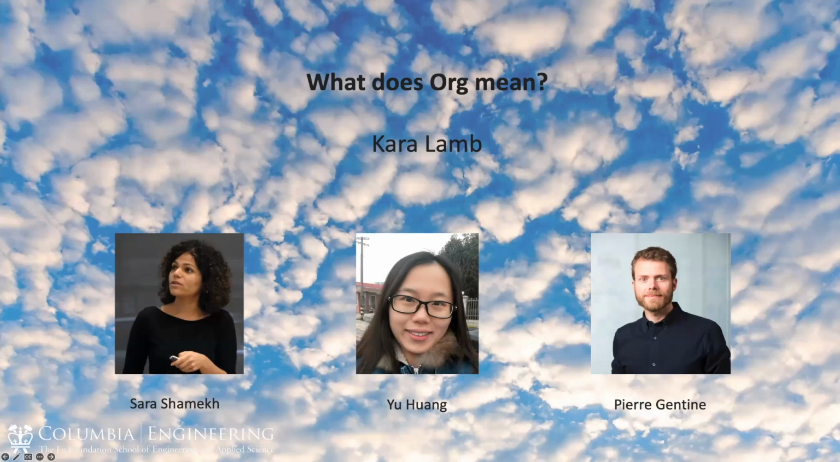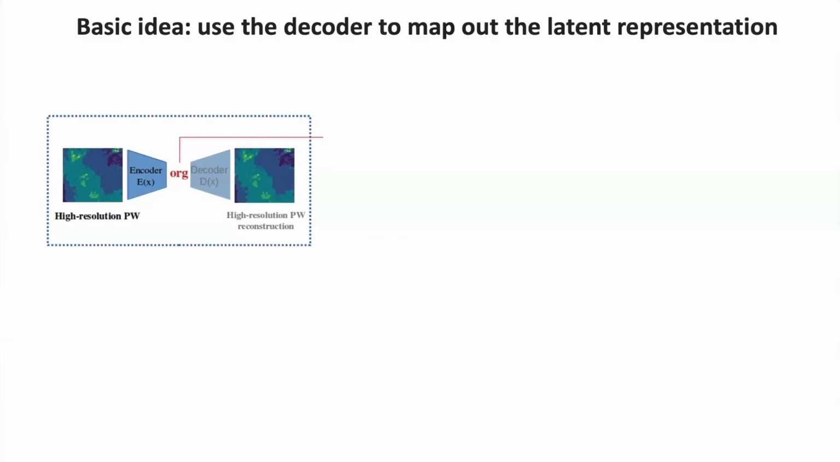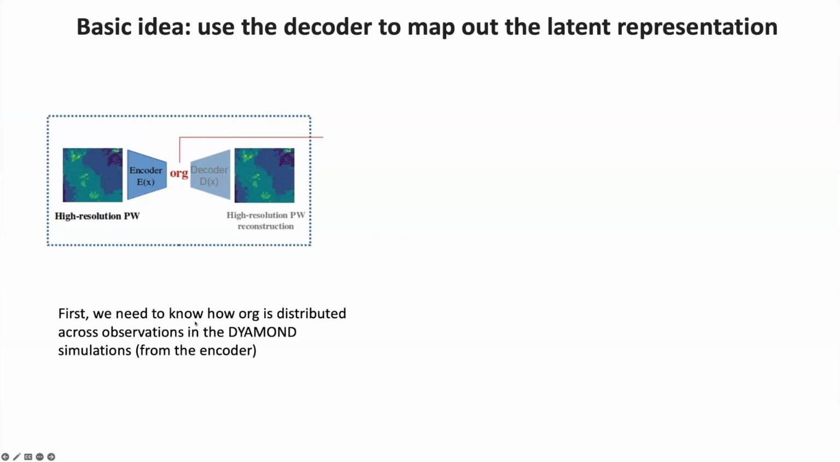Okay. Great title. Yes, so that is the part I'm going to talk about: what does org mean? The basic idea is that we're going to use the trained decoder to map out the latent representation. But we need to know what to put in for org to be able to do this. So first we need to know how org is distributed across the set of observations in the DIAMOND simulations. I'm going to get that from the encoder by feeding in the 10 days of simulations to get these distributions of org1.